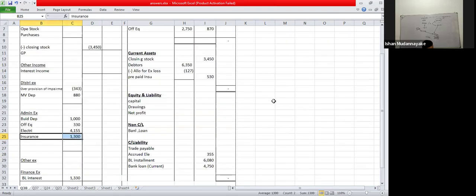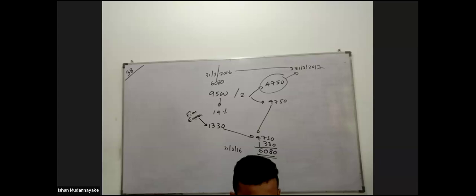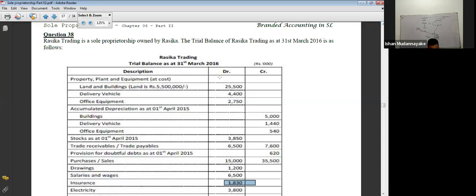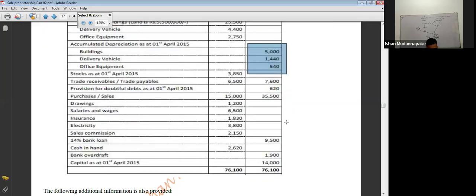Finish. Done. Right, now look at the trial balance. Complete the trial balance information. Land and building, delivery vehicle, office equipment done. Accumulated depreciation we have also discussed. Okay, we have done these points.